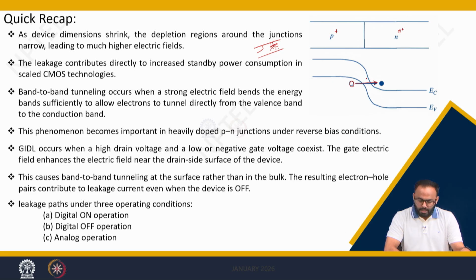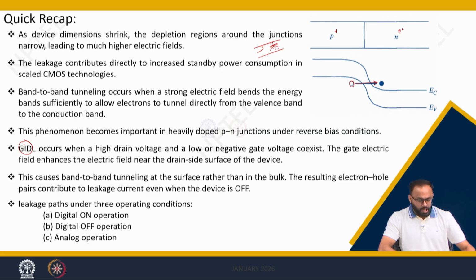We have also discussed GIDL, when the gate overlaps the drain. We said that this also causes a leakage current. In the later part, we discussed the possible leakage currents or leakage paths in different applications like digital on operation, digital off operation and analog operation. So, we have discussed the short channel effects thoroughly.